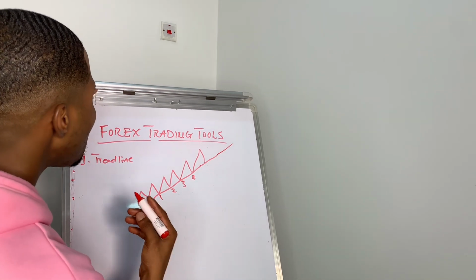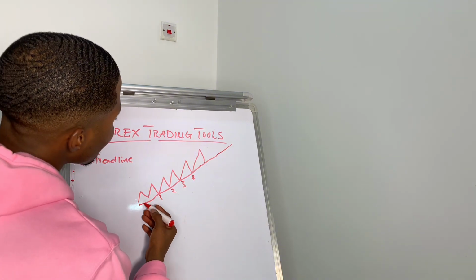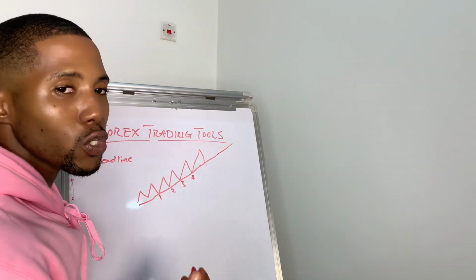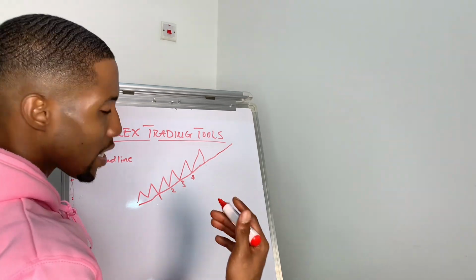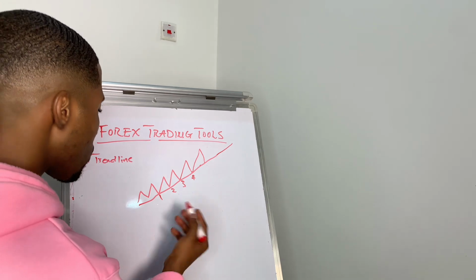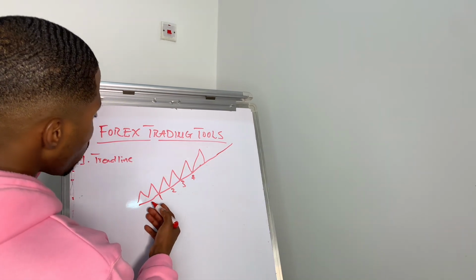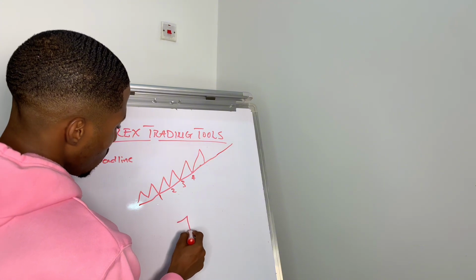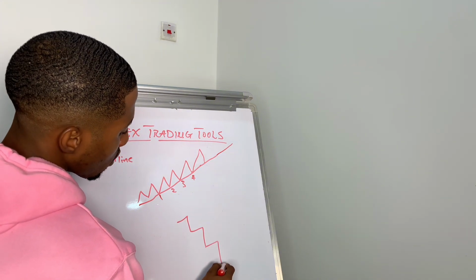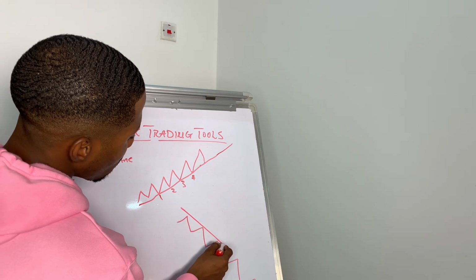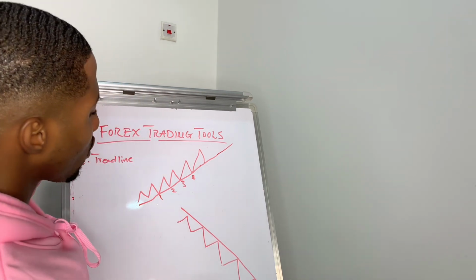So the trend line helps you to mark your charts properly, to identify a trend and also to enter a trade, execute a trade, right? Now, trend lines go both ways. For an uptrend, we put a trend line under it. For a downtrend like this, in this case, our trend line will come on top.